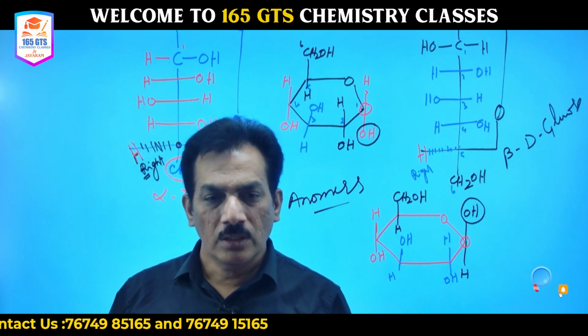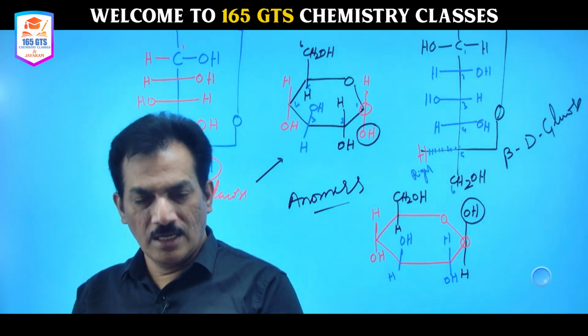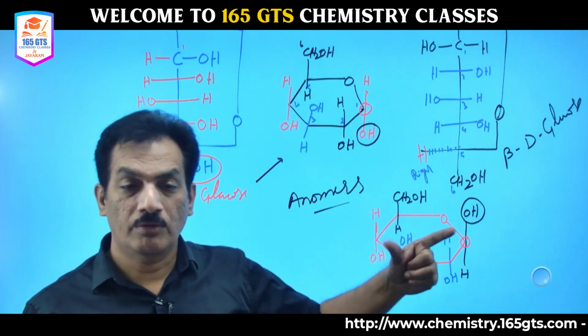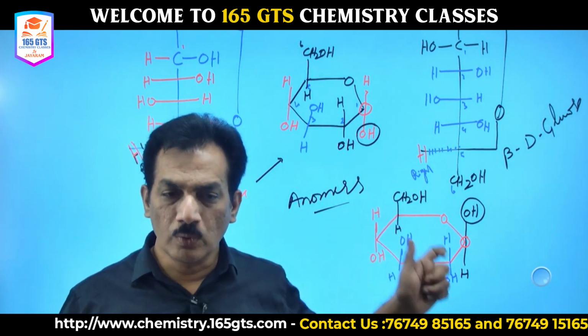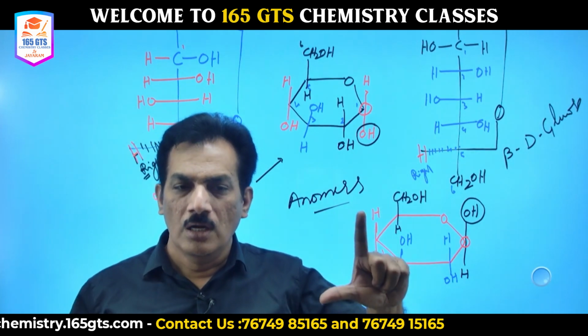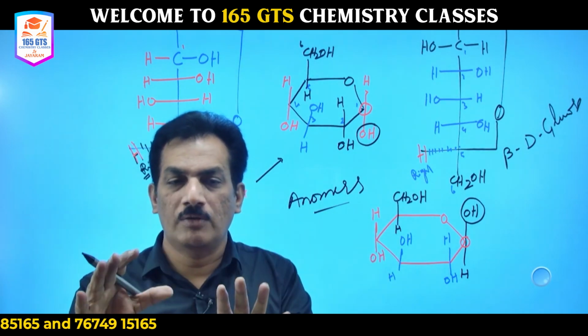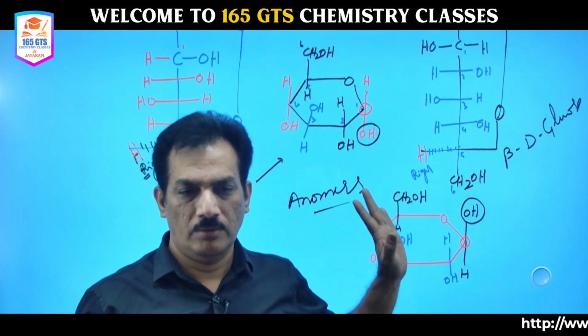All these structures we are going to complete in a single class, the next class, and for that purpose you should be thorough with these alpha and beta forms of glucose. I always take the structure of glucose as the standard structure, and how the other structures are arrived at from this, I will always compare with that one. So to understand that comparison, you should be thorough with this one. Clear?